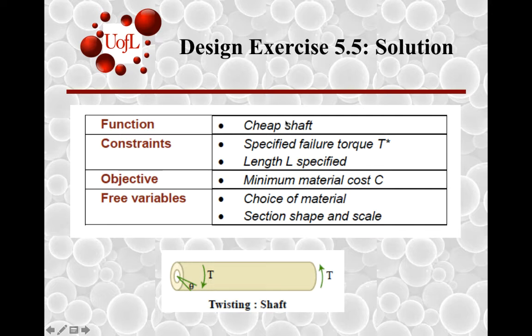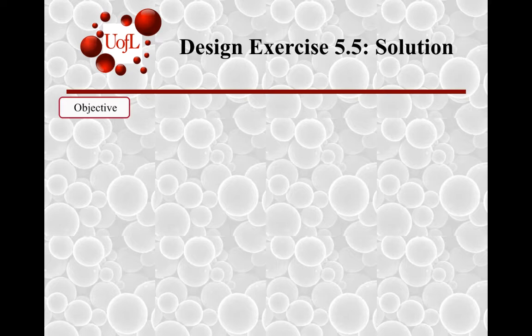So if you break down that particular design problem into what is a function, you need to get a cheap shaft. The constraint is that the torque that it should take before failure should be at least T star. The length is specified. You want to minimize C, and you can freely choose any material you want, and A can be varied, right? Shape can be changed. So to come to this, our objective of minimizing cost, C, is what is the cost of this geometry?